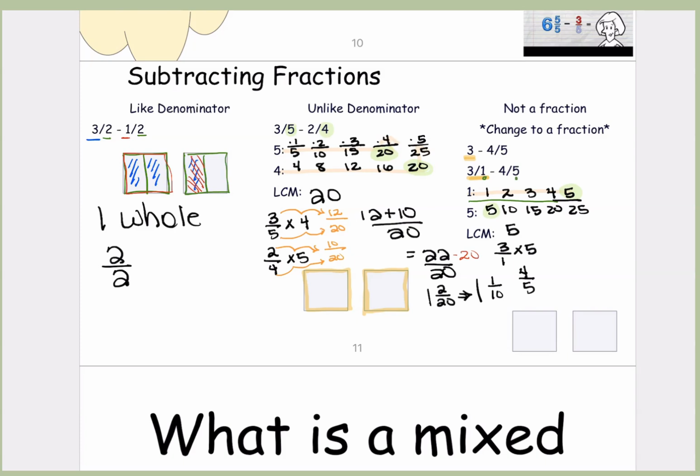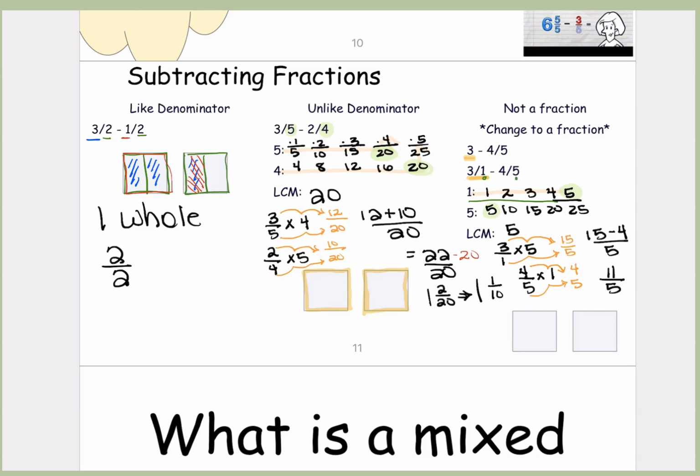And what did we need to get to get there? Multiply by 1. So that leaves us with multiplication here. 3 times 5 is 15. 1 times 5 is 5. 4 times 1 is 4. 5 times 1 is 5. That gives us 15 minus 4 over 5, which is the same as 11 over 5.